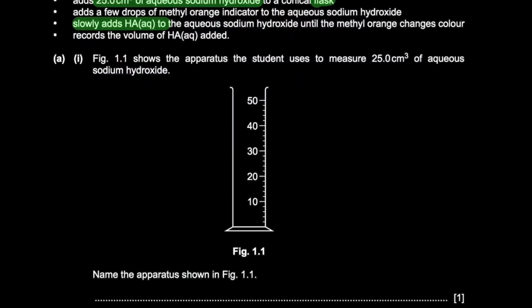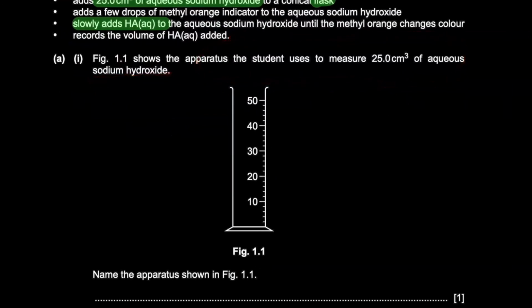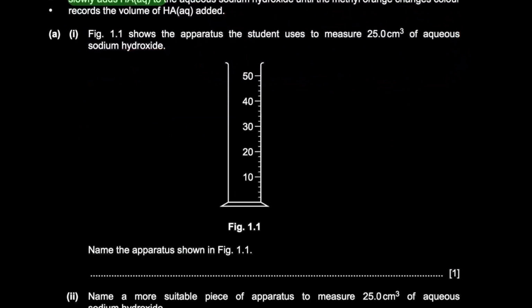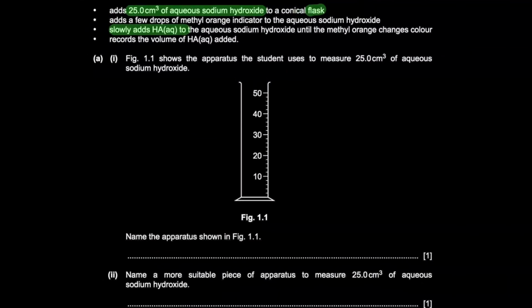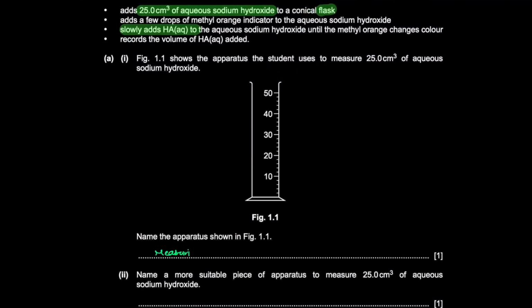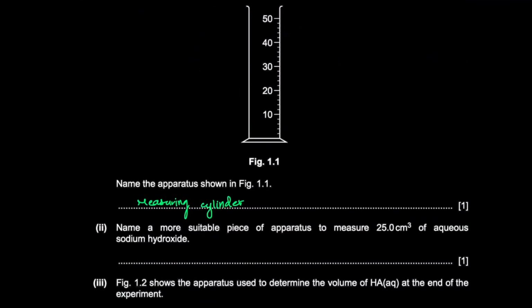Figure 1.1 shows the apparatus the student uses to measure 25 cm cube of aqueous sodium hydroxide. Name the apparatus shown. Measuring cylinder. Name a more suitable piece of apparatus: a pipette.